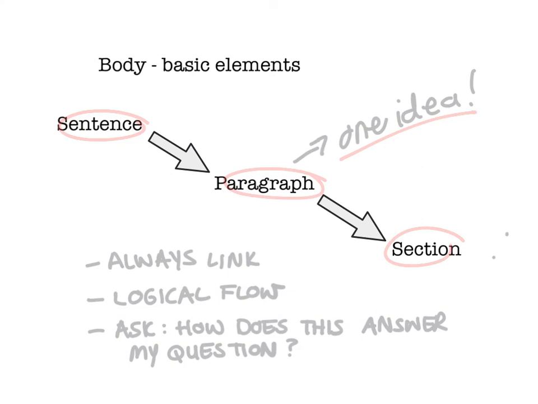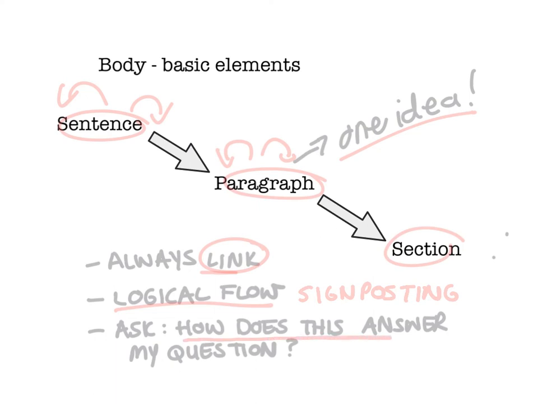In addition, make sure that everything links. Every sentence must link with the one before and after it, and every paragraph must link to the one before and after it. If you keep linking your sentences, paragraphs, and sections, then your essay will have logical flow, and your reader will have no problem following the flow of ideas. Signposting, as discussed in the Steps in Academic Writing video, is very useful to help with the linking of ideas. In order to ensure that you don't have redundant information, ask yourself with every single sentence, how does this contribute to answering my research question? If it doesn't, then you should delete it.